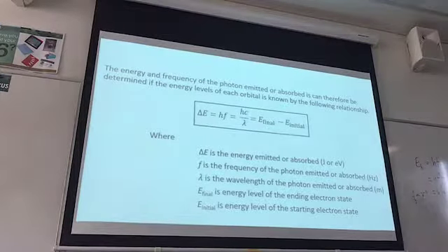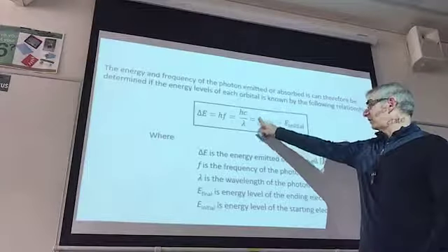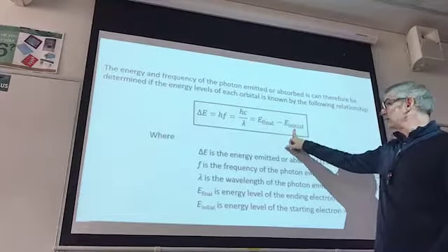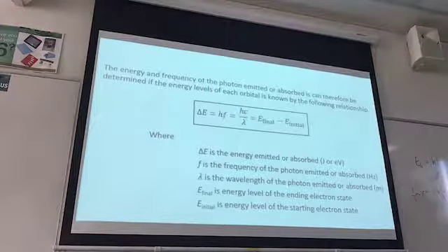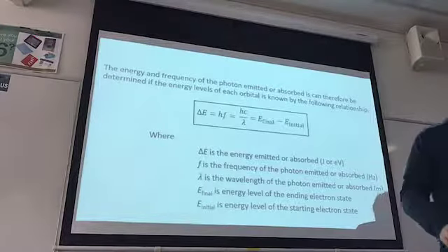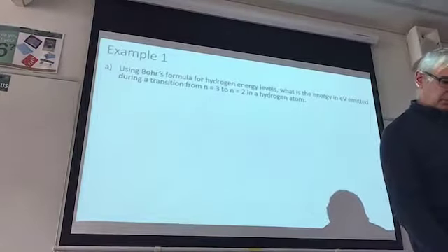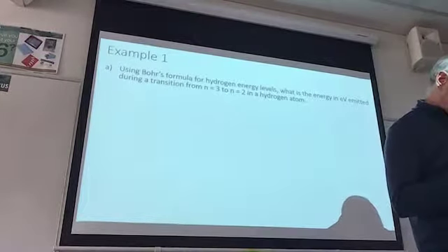So the change in energy is just hf, which is equal to the energy of the final minus the energy of the initial. So that tells you the energy level of the different shells, or the different orbitals. Okay, so let's work through an example.